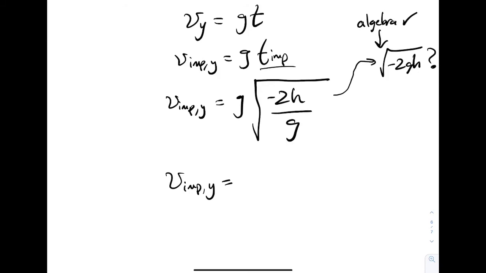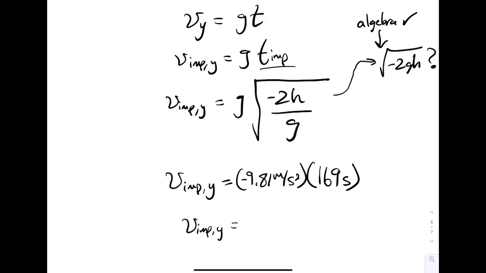So V impact in the y direction is, of course, negative 9.81 meters per second squared times the 169 seconds that we got for T impact. This is going to be huge. That means our impact velocity in the y direction is about negative 1,658 meters per second. That's ridiculous.